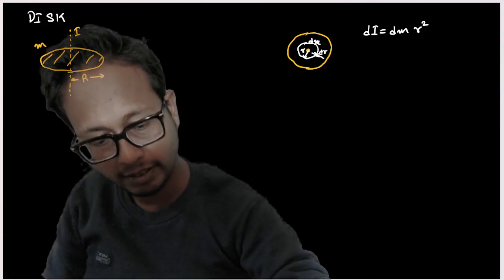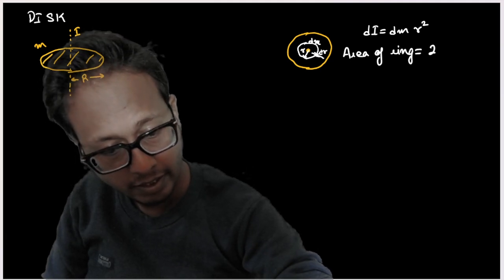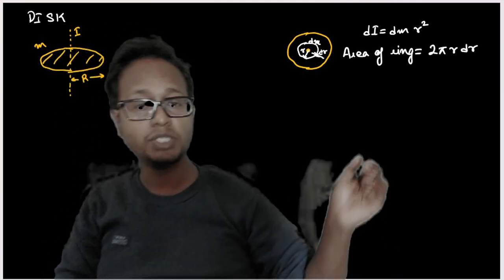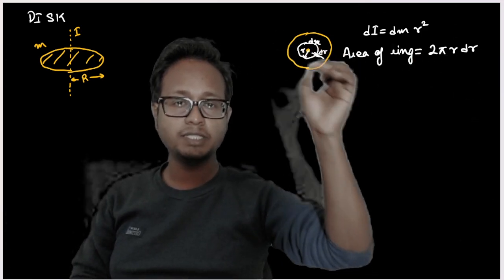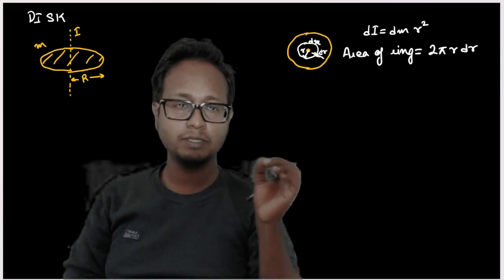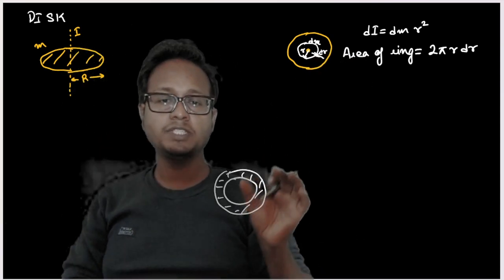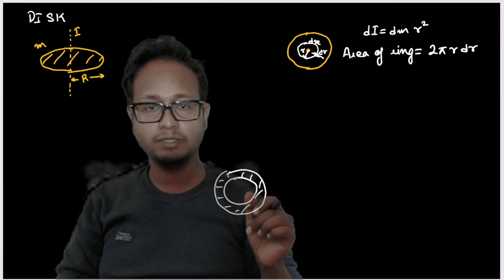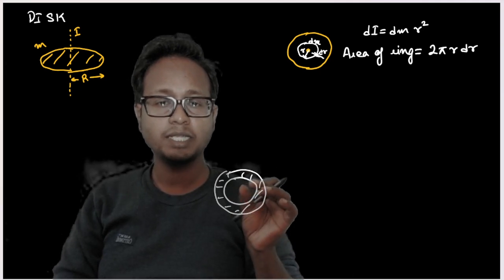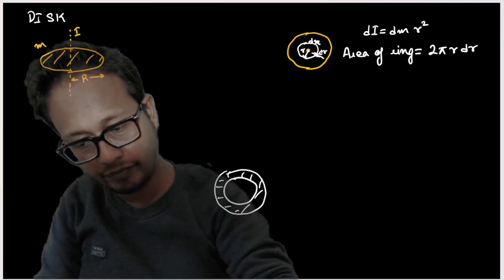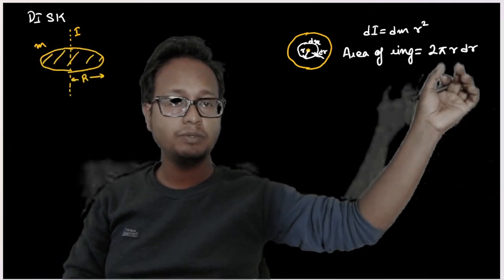So the area of the ring is 2 pi r dr. Always remember, the area of a ring is the perimeter of the ring, 2 pi r, into its thickness. Suppose I have a certain ring. The area of this ring is the radius times thickness. The inner radius or outer radius doesn't matter because the thickness is very small, so the inner radius equals the outer radius. So the area of a ring is 2 pi r, the perimeter, into the thickness of the ring.